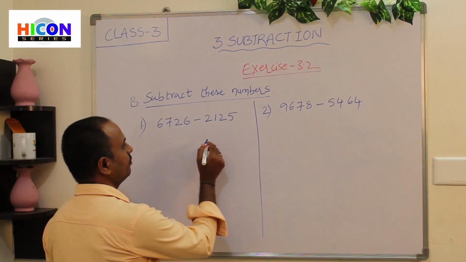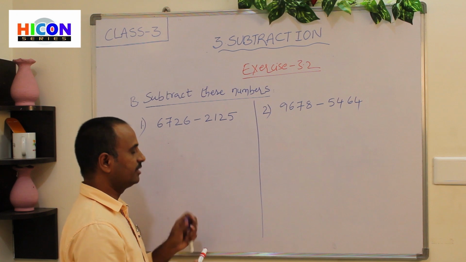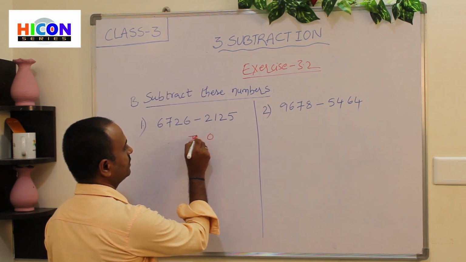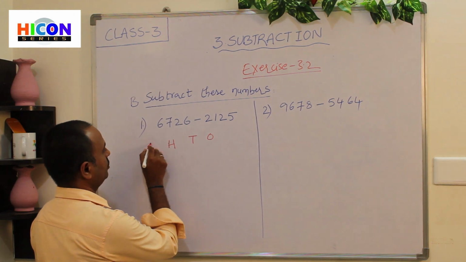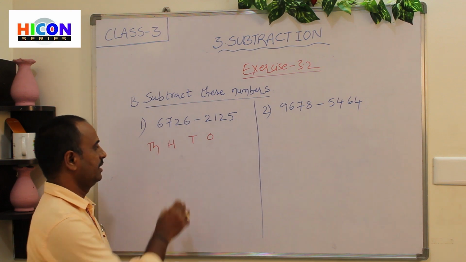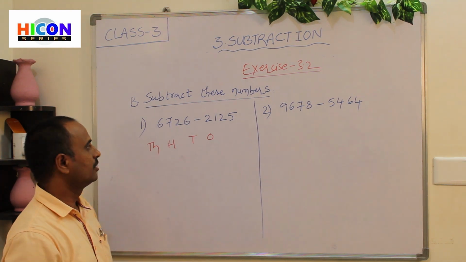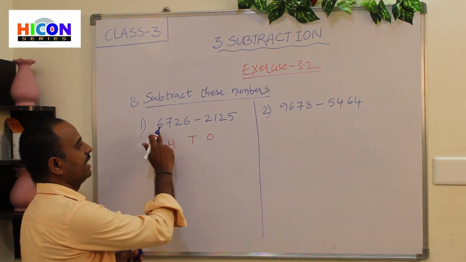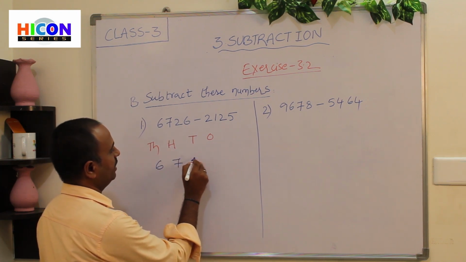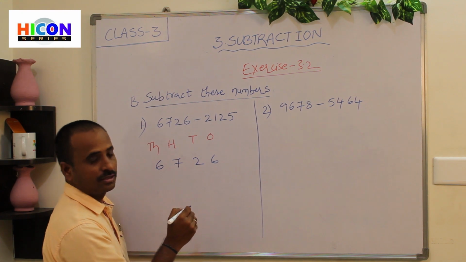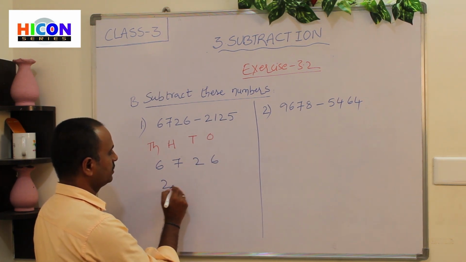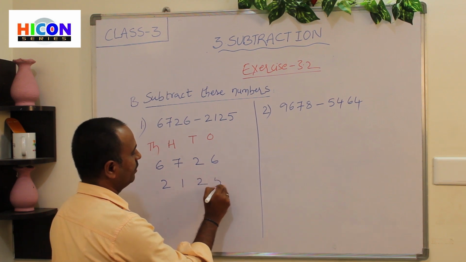Now arrange the numbers one below the other at their corresponding places. So first write the places: ones, tens, hundreds, thousands. Now arrange the numbers at their corresponding places. First write the greater number, that is, the first number, 6726. Now write the second number below it, that is, 2125.